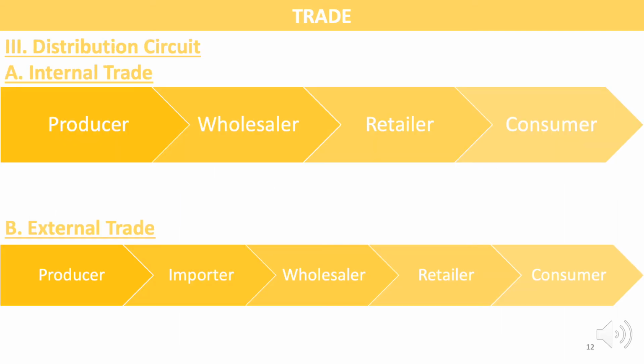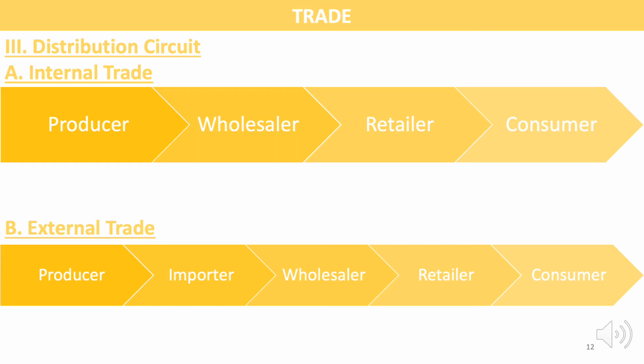This third part of this chapter talks about the distribution circuit. If you remember, we talked about the geographical division of trade. That's why we can differentiate between two distribution circuits. When we talk about internal trade, we have the producer, as in the people who produce the product. Then we have the wholesalers, the ones who buy in big sums, from which the retailers go and buy their products, and then comes the consumer and buys it from the retailer.